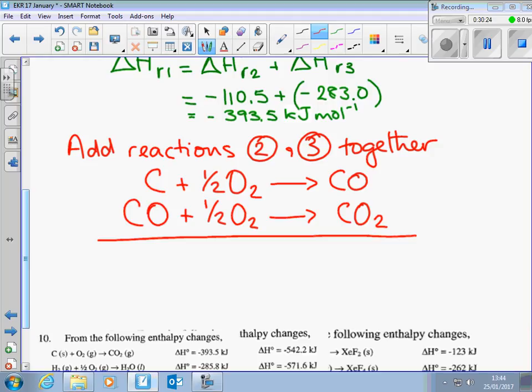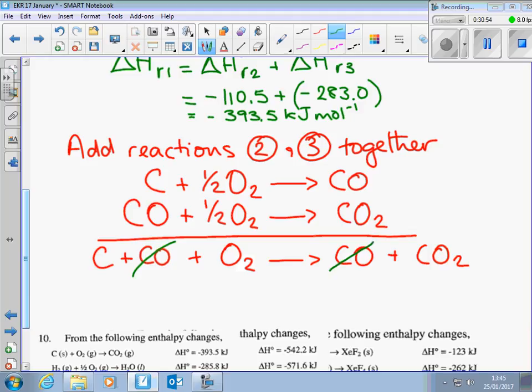We've got, let's start with the top, we've got a carbon. We've got a carbon dioxide underneath it. We've got 2 halves. Well, what does that make? 1, obviously. So we've got an O2. And on the other side, we've got a carbon monoxide and a carbon dioxide. What's common to both sides? CO. That was our intermediate. Well, if you put some in and you get some out, it can come out. We can ignore that.